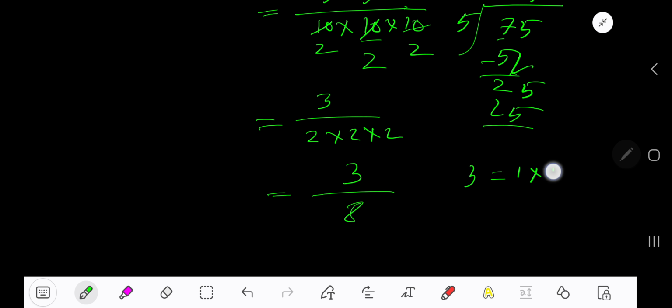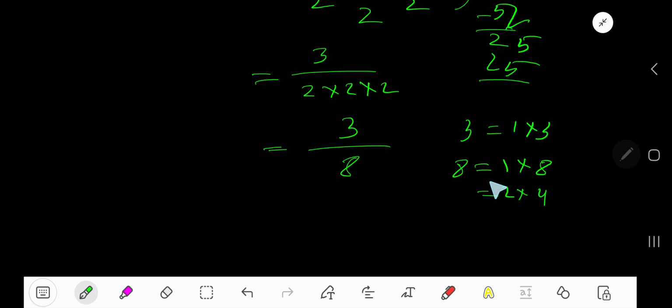Look here, 1 times 3, 3. So 1 and 3 are the factors of 3. Then 1 times 8 equals 8. So 1 and 8 are the factors of 8. Again, 2 times 4, so 2 and 4 are the factors of 8. Then 2 times 2 times 2. Okay, so this 2 is a factor of 8. Look, there is no common factor between 3 and 8 other than 1. So we can say that this is the lowest term.